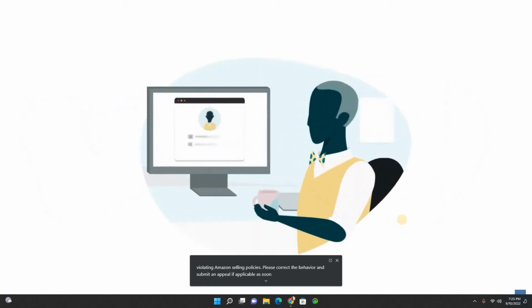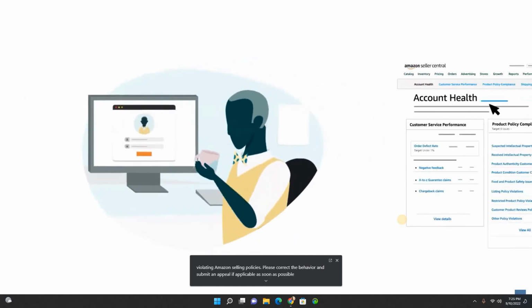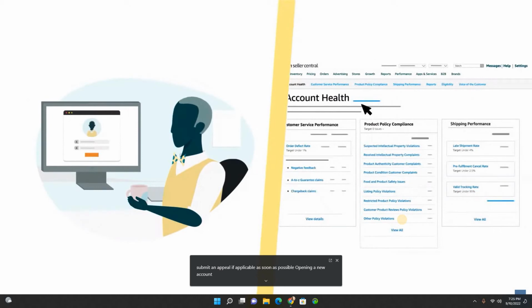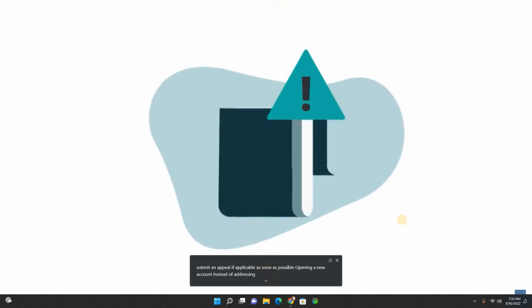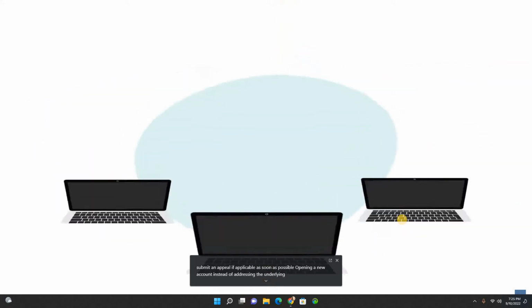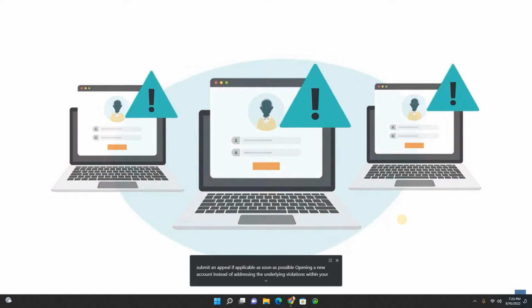Opening a new account instead of addressing the underlying violations within your existing accounts is a violation of Amazon's policies and will only trigger an automatic deactivation on your related accounts.